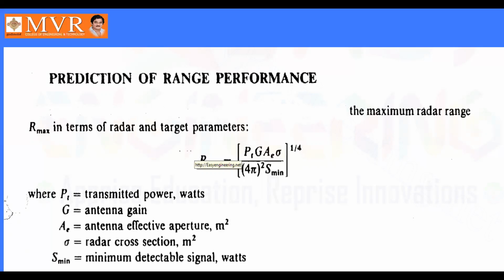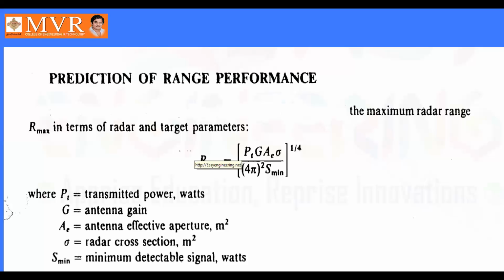If you consider all these five parameters, the transmitter power is generated by the transmitter itself, that is, the power source, power modulator or pulse modulator. So the transmitter power is known to us before sending the signal into the air, and it is a predictable thing. Antenna gain is also predictable, and the antenna aperture, that is the size of the mouth of the antenna, is also predictable. So the main problem with the radar range is the radar cross section and S min.